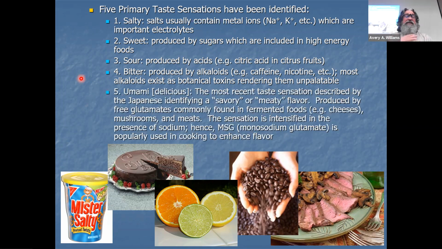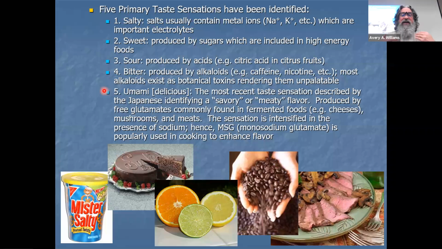And then, like I said, when I was a student there were only 4, but this 5th one came along, I think maybe in the 90s or something. It's called umami. The word umami literally means delicious. It's the most recent taste sensation described by the Japanese, identifying a savory or a meaty flavor. And if you think about this, it makes sense.